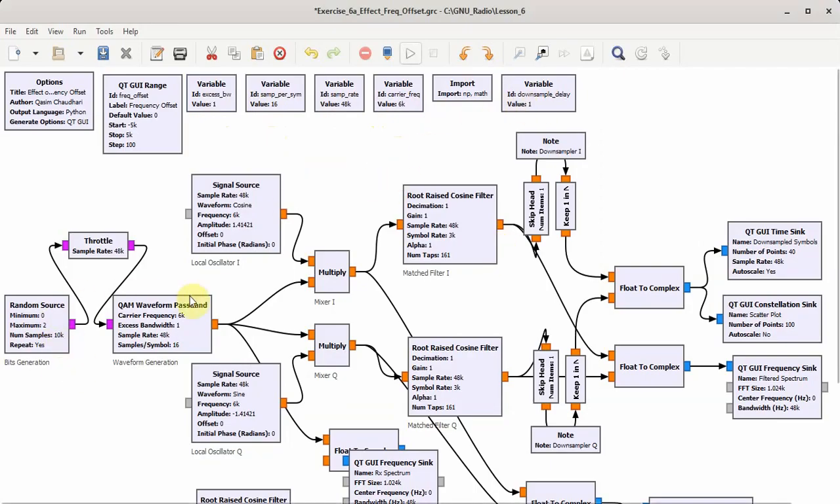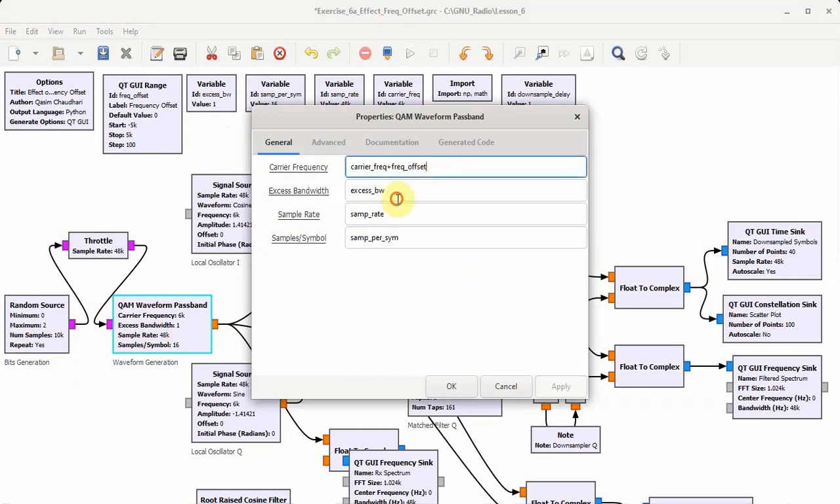This is the bits generation process, and this is the custom QAM waveform block where we have chosen the excess bandwidth, sample rate and samples per symbol. However, the carrier frequency introduces an additional factor, which is frequency offset.